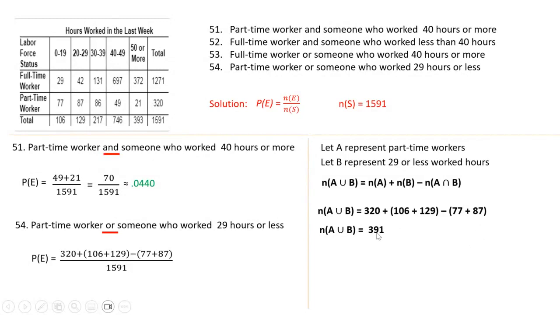So that's my solution, right? So it's going to be 391 over 1591. We'll put it in the calculator. So this will be our result. I believe number 54 is the hardest one of all these, because 51 with the "and," it's only where they intersect, so that'll be much easier. But this one is the one that gives students some issues. That's why I did it both ways.